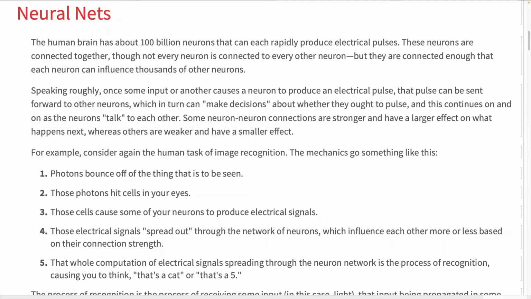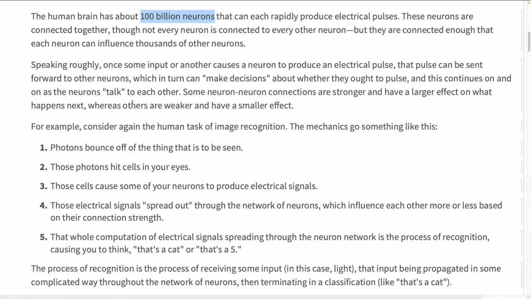So these neurons are connected together. It's important to note that not every neuron is connected to every other neuron, but they are connected enough that each neuron can influence maybe thousands of other neurons. So they're connected to maybe thousands out of the 100 billion total, give or take.